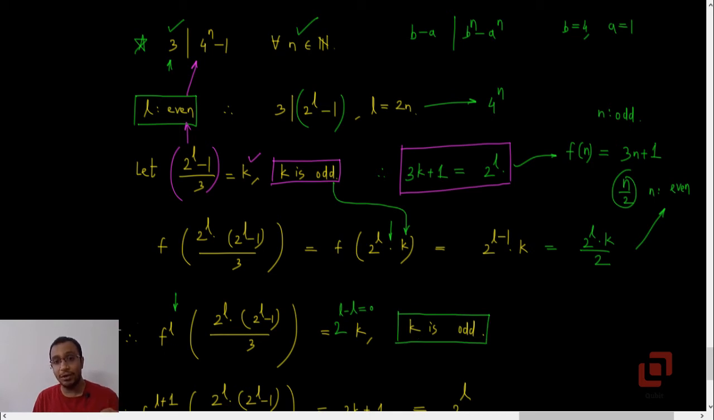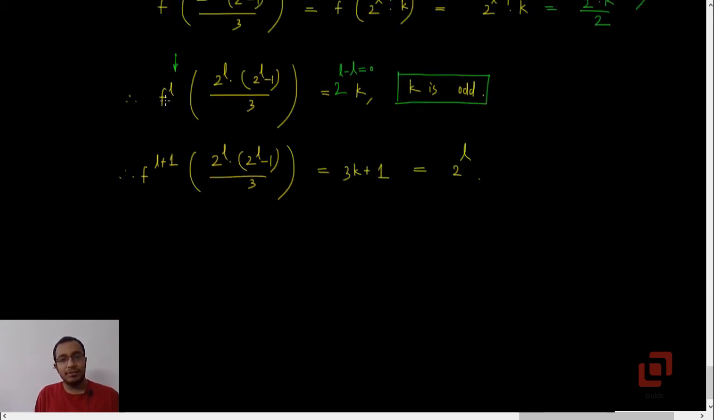Now if k is odd, then we go back to this part of the definition of the function. We try to find f of n when n is odd. So what will f of k be? Will it not be 3k plus 1? Yes, and this 3k plus 1 is nothing but 2 raised to L. Okay, so that is going to be our next part. We had got f raised to L of that as k.